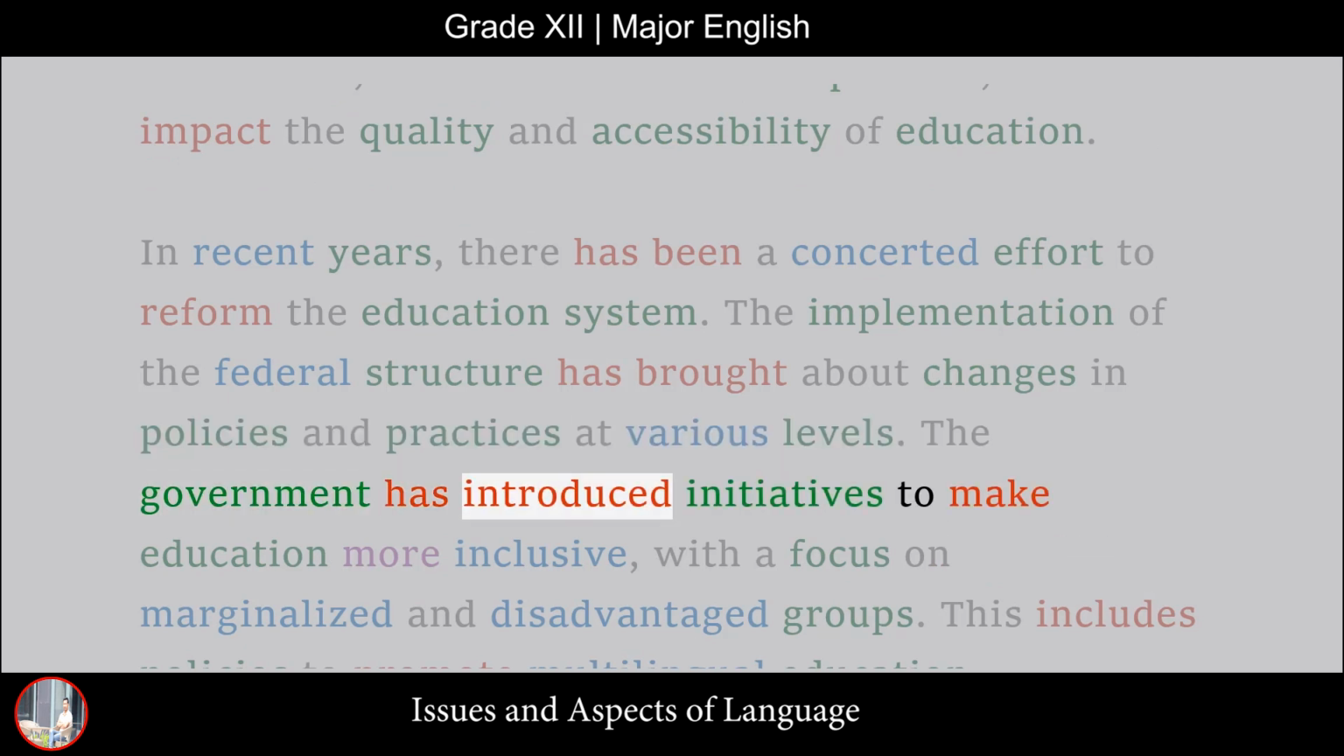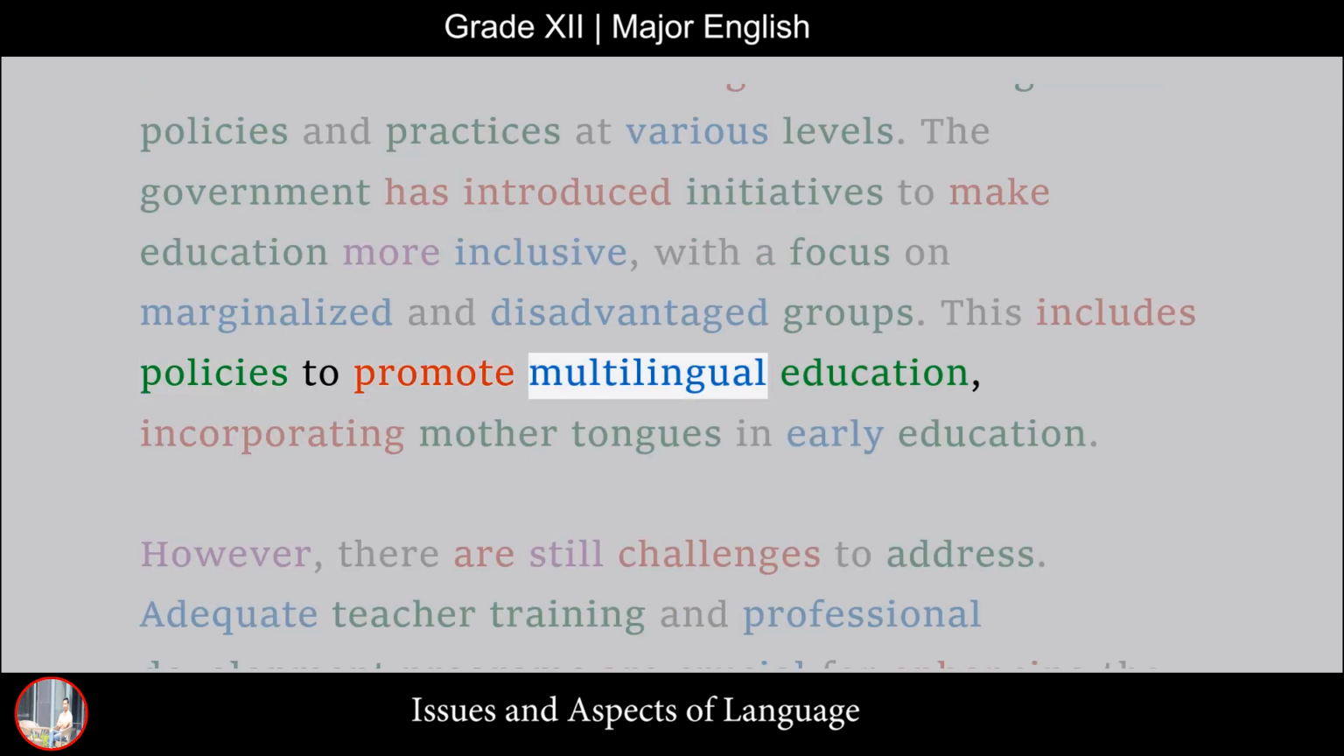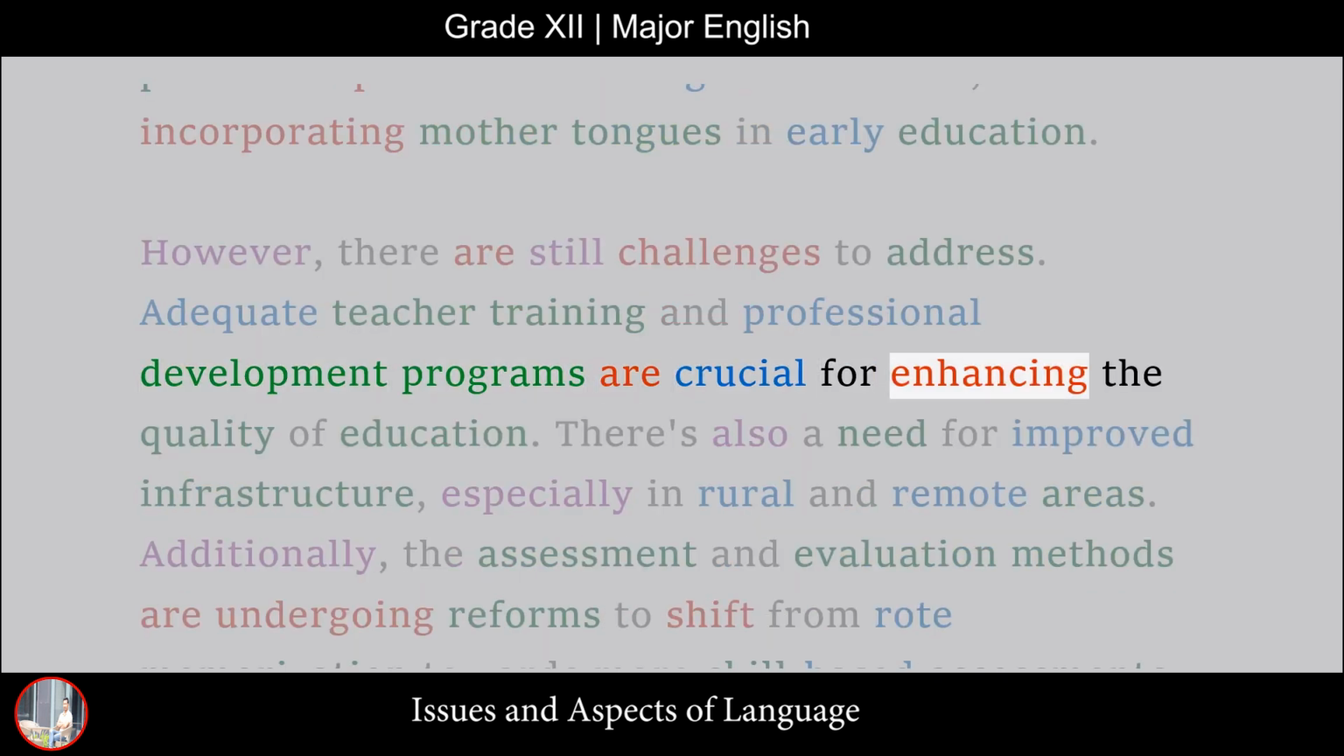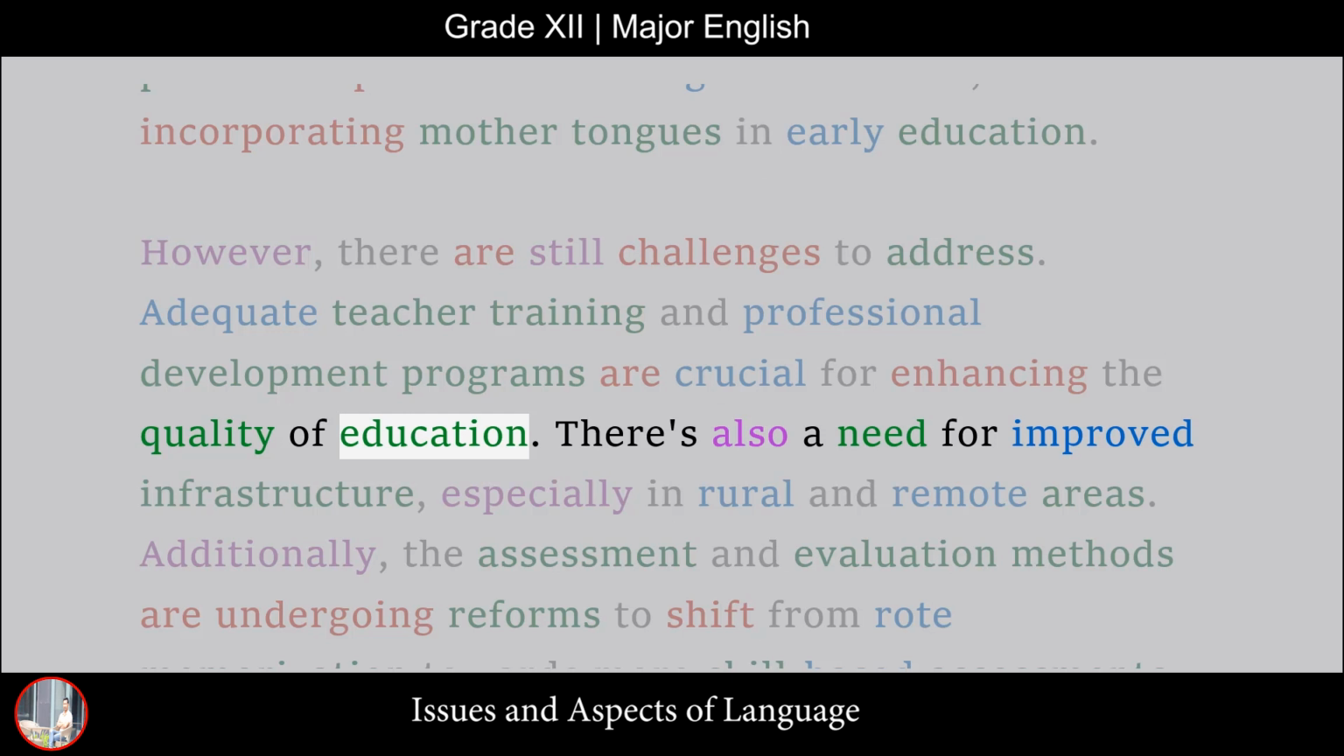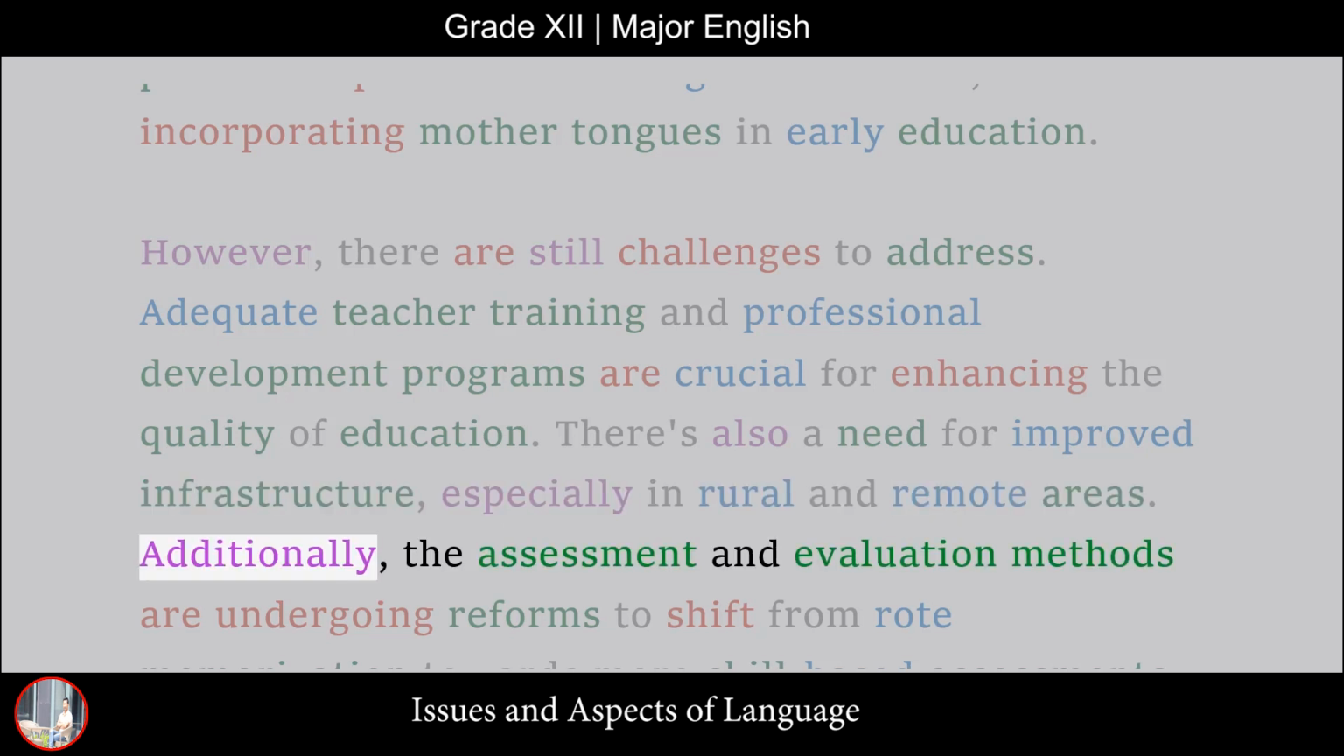The government has introduced initiatives to make education more inclusive, with a focus on marginalized and disadvantaged groups. This includes policies to promote multilingual education, incorporating mother tongues in early education. However, there are still challenges to address. Adequate teacher training and professional development programs are crucial for enhancing the quality of education. There's also a need for improved infrastructure, especially in rural and remote areas.